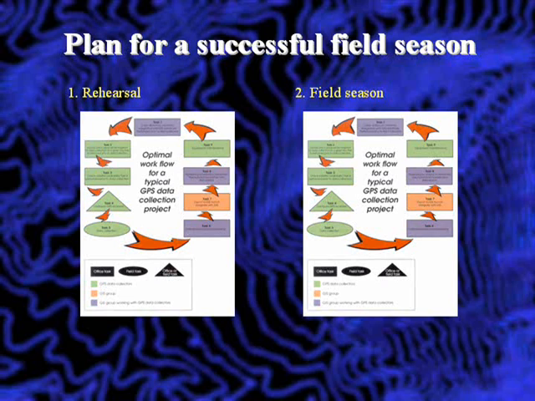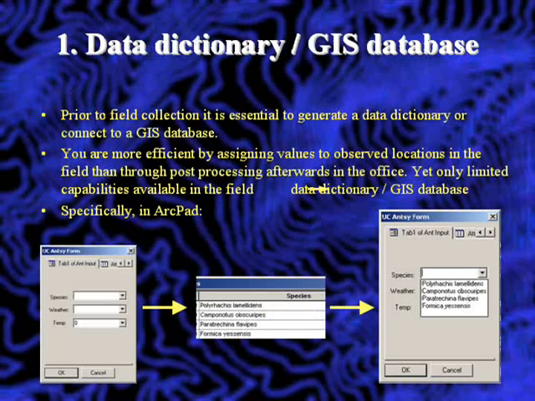Then you start your field season, and that's where you do your field sampling. And of course, at the end of the field season, you might notice more problems that you want to incorporate or want to improve upon for the next field season in the upcoming year. So revisions are always part of the cycle. But basically what we want to do is 2 cycles, one for rehearsal and the other one for the field season.